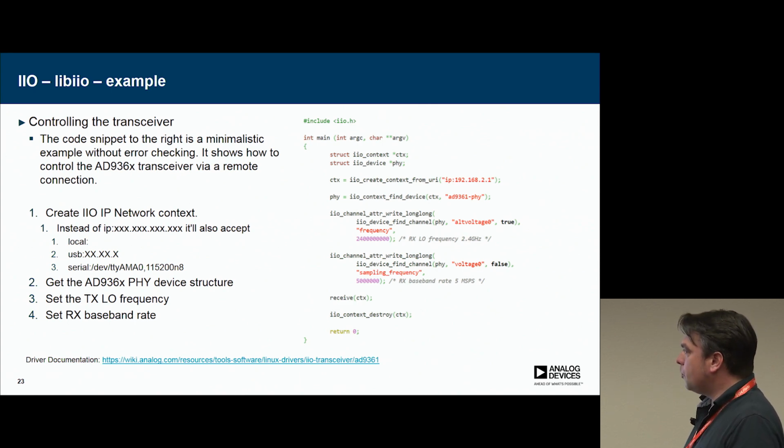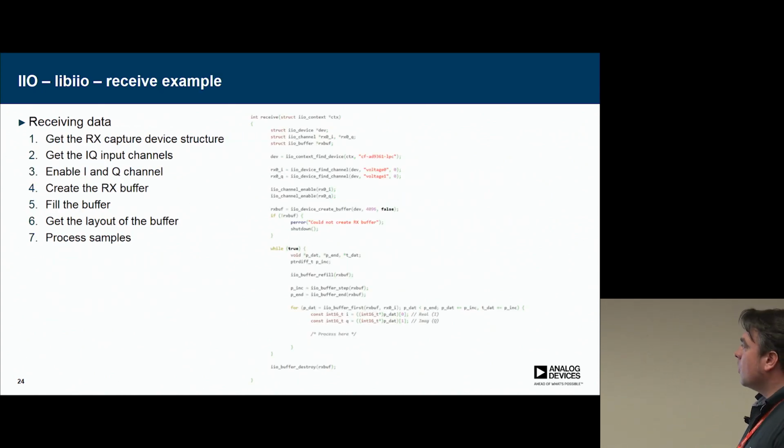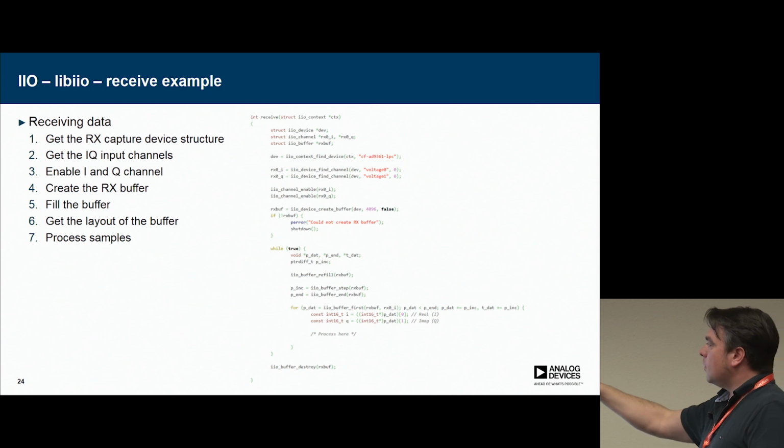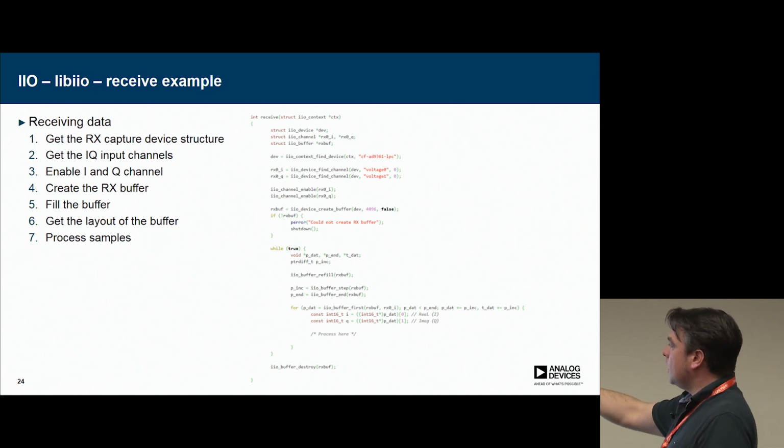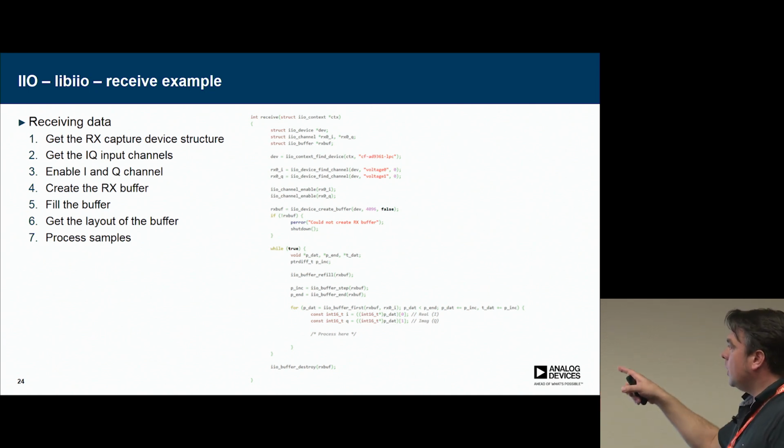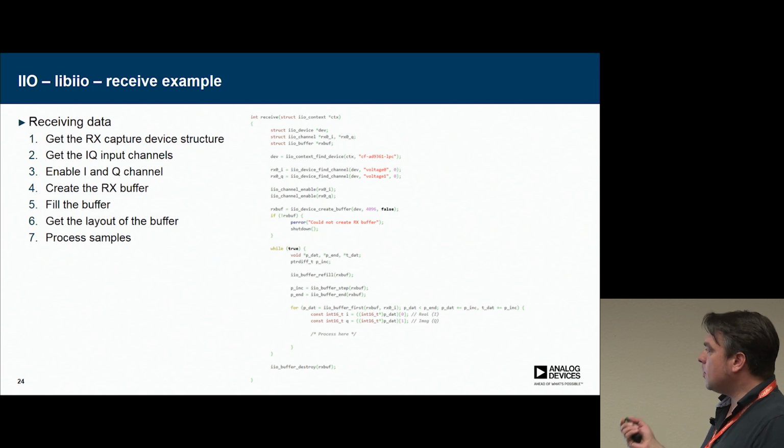then you possibly want to move some data around. That's what receive does. As I showed earlier in one of the slides, we have different drivers, a PHY driver and then two drivers for transmit and receive. In this case, we get the device that's called cf-ad9361-lpc. We find some channels, voltage0, voltage1, which correspond to I and Q in this case. Then we enable the channels.